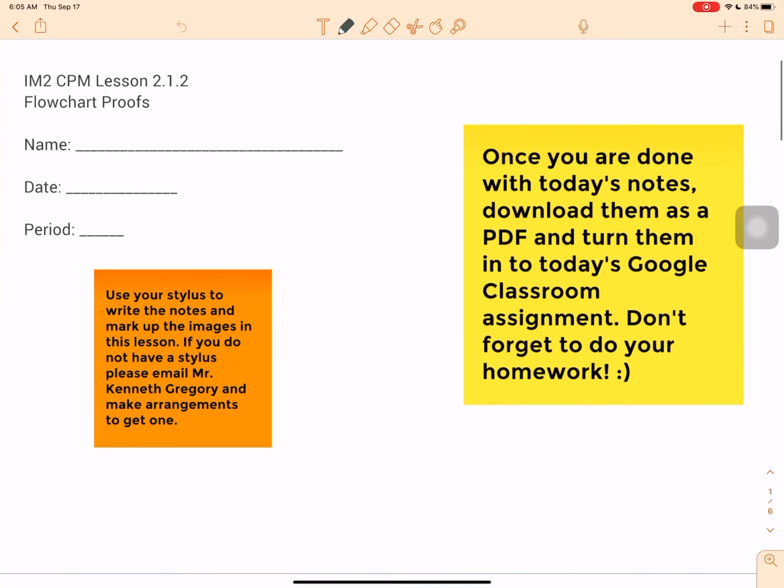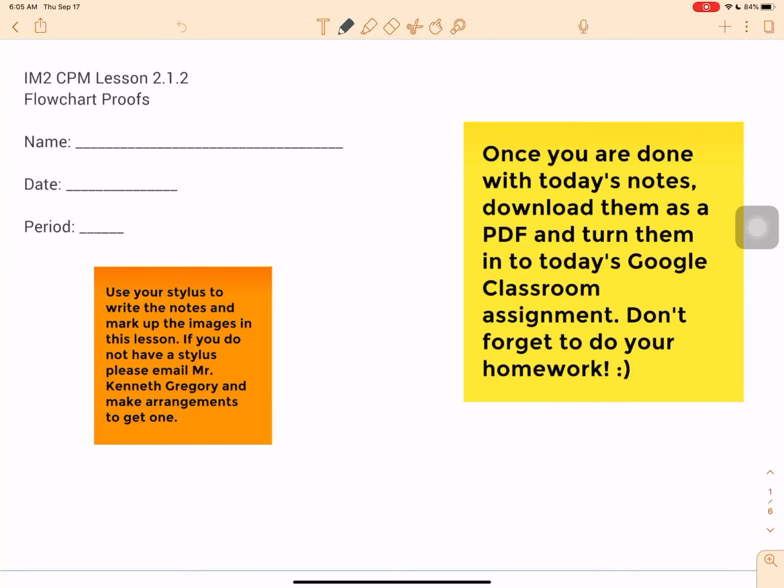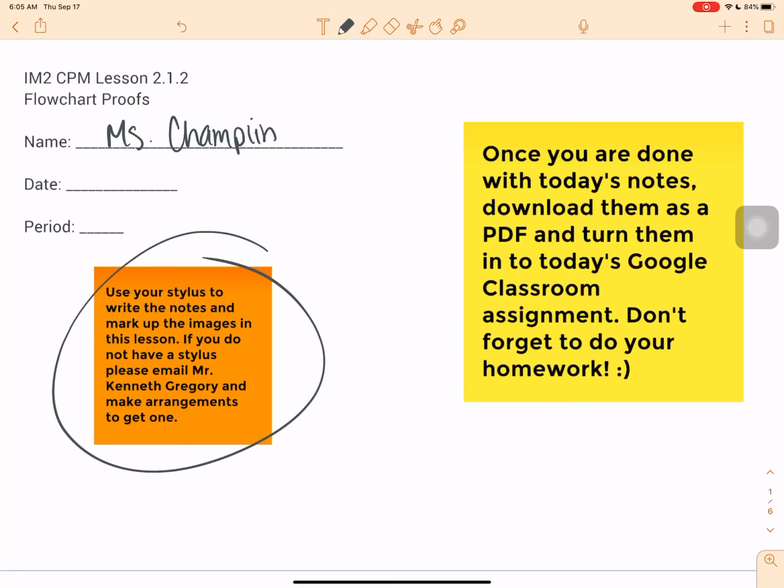So you guys should have a Jamboard in Google Classroom on today's assignment. So of course, always put your name here. Hopefully you have a stylus by now. If not, email Mr. Kenneth Gregory. Your day, it's either going to be Thursday the 17th or Friday the 18th. And then whatever period you're in.